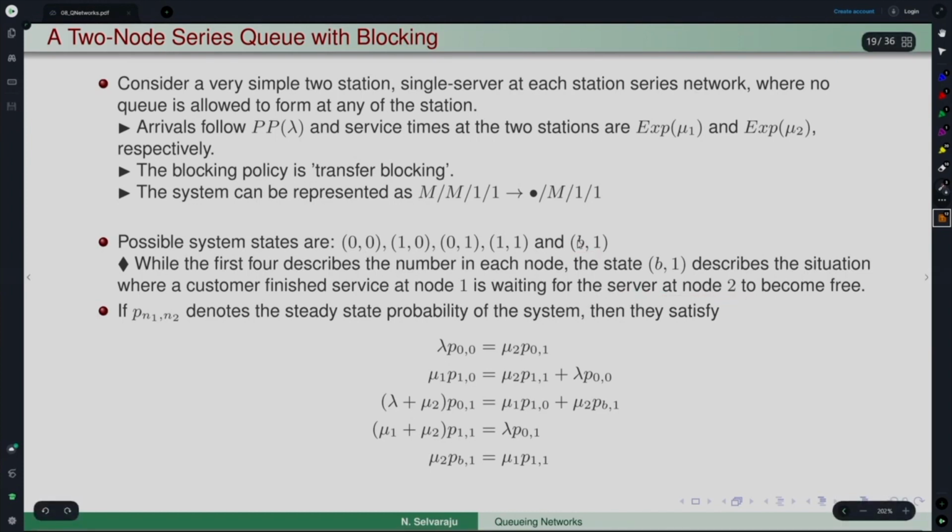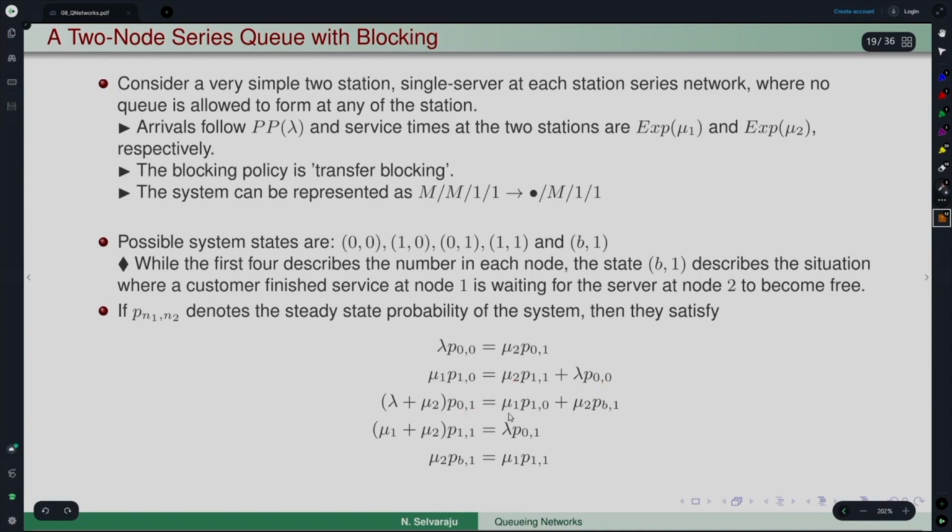So, you really have now 5 system states, and if P(n1,n2) is the steady state probability of the system, then they satisfy a set of equations, one for each of these states. You can easily understand that from 0 0 it can go out only if there is an arrival, in which case it will move to P(1,0), right. And from 0 1, with the service completion at node 2, it can come to 0 0. So, you can write this down in the usual manner. Similarly, for 1 0, it can go out if there is a service completion, and then it will move to node 2. And from 1 1, with the service completion at the second node, it can come to 1 0, or from 0 0 with an arrival it can come to 1 0.